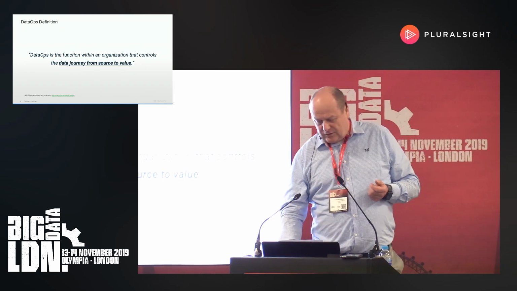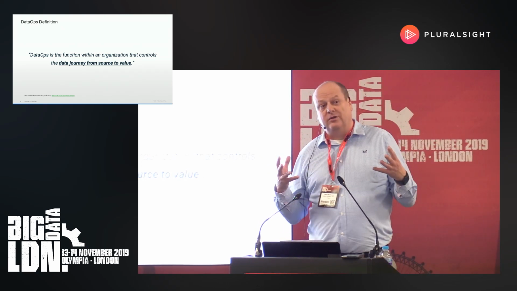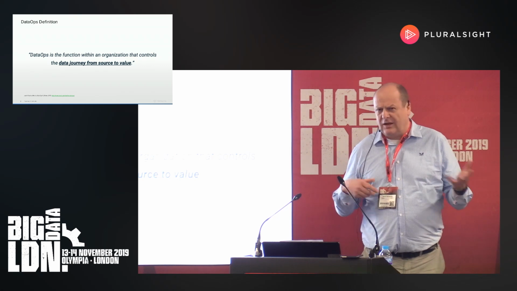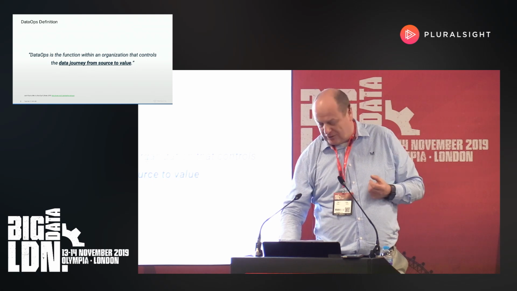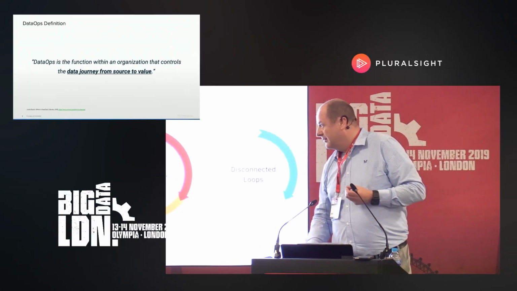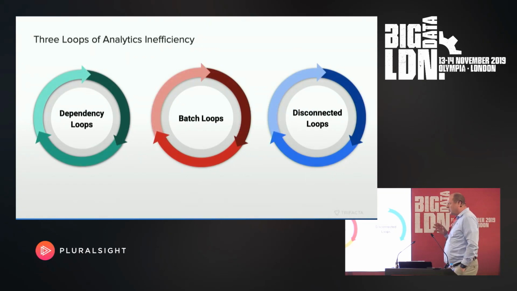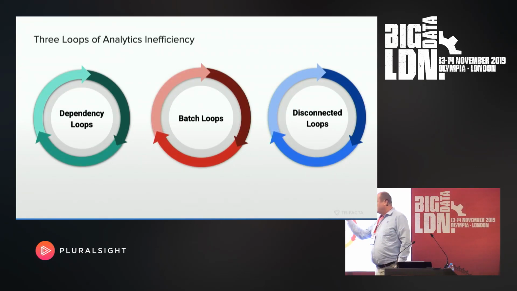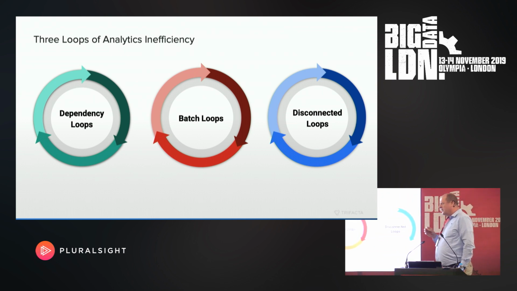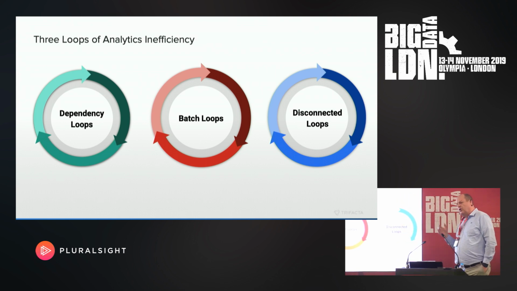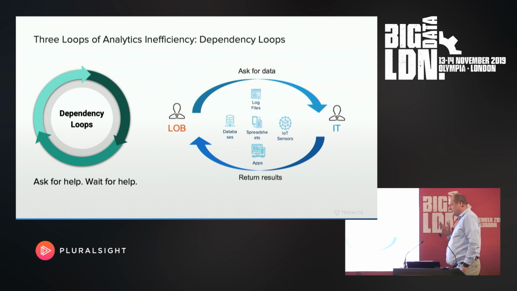Okay, so before we delve into a really good DataOps solution, let's look at some of the things that I've generally seen in organizations, really inefficient processes that exist out in the business. So what we've generally seen is three sort of loops of analytics that are really inefficient. We've seen what we call dependency loops, batch loops, and what I would call disconnected loops. So going into these types of things, the first one is the dependency loop.